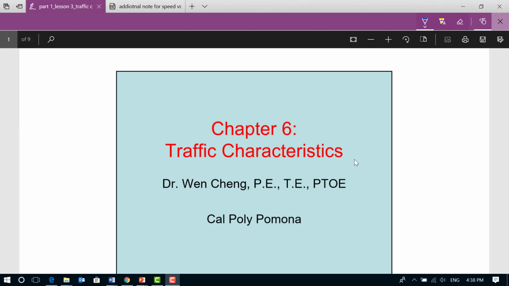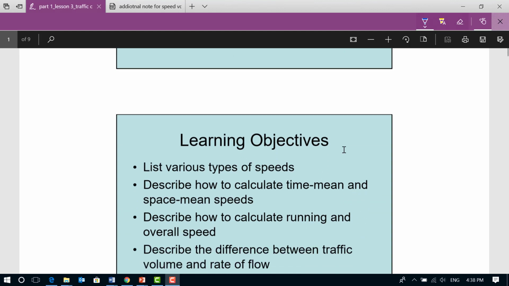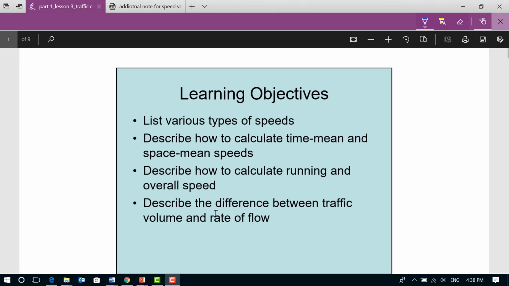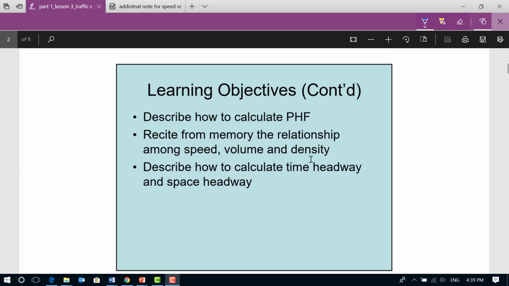Even though our main focus in highway engineering is to design the highway, including the geometric design and pavement design, before we go to the details of design, we have to understand the traffic characteristics. In the last class, we covered road user characteristics. Now we need to get familiar with the traffic characteristics, which include traffic flow. For traffic flow, there are different characteristics, including speeds, traffic volume, and also density.